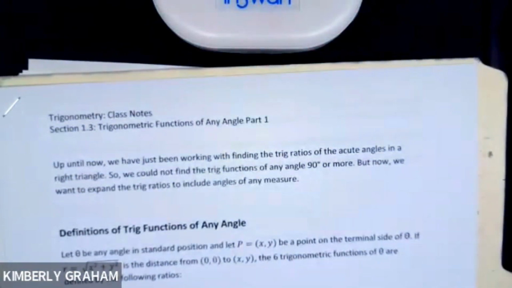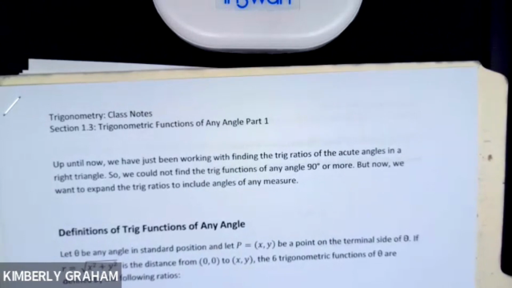Okay, so up until now, we've been looking at our trig ratios within a right triangle. So that means all of the angles that we've been looking at have been acute. Right? So what we want to do is take what we've been doing and expand on it to where we can include obtuse angles. Right? I don't want to just limit myself to acute angles.